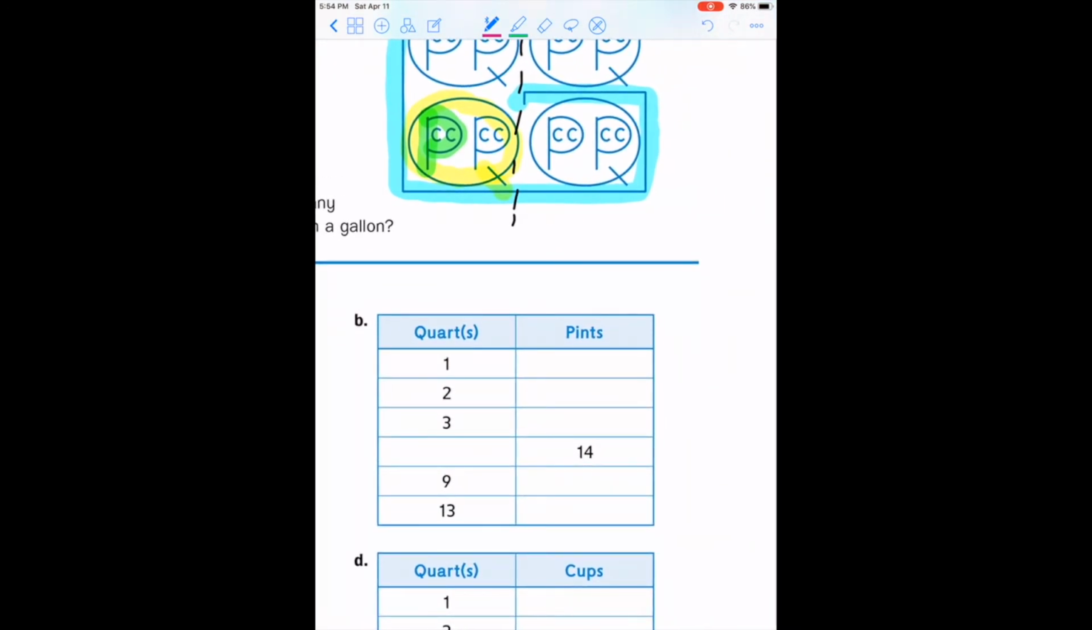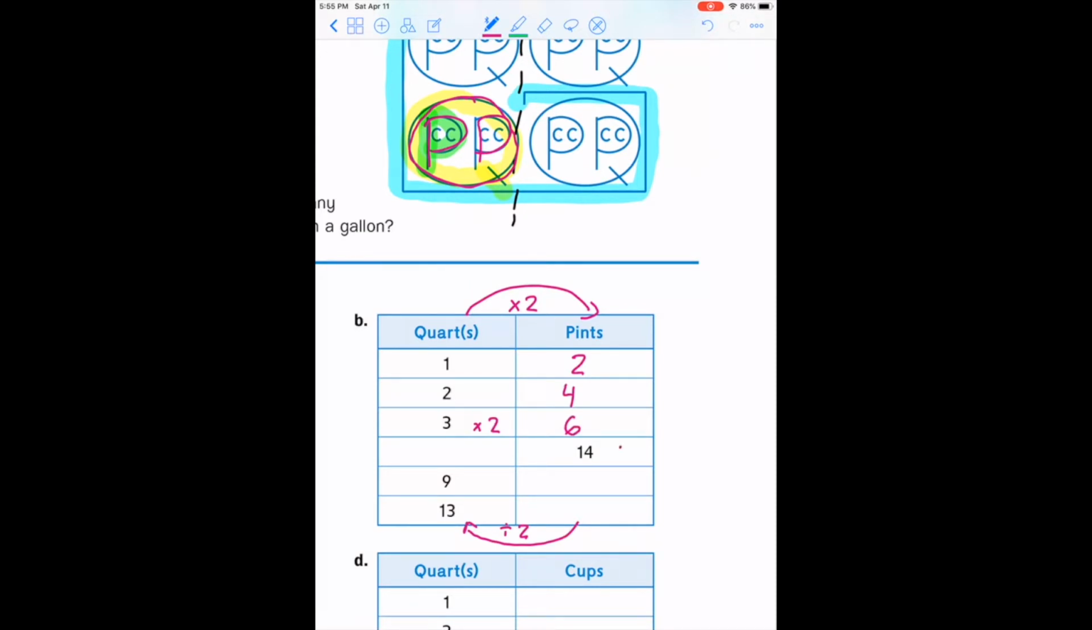B is quarts to pints. And as we can see, for every 1 quart, there's 2 pints. So again, we're going to be multiplying by 2. If we're going from pints to quarts, the opposite, we're going to be dividing by 2. Okay, so 2 times 2 is 4, so 2 quarts is 4 pints. 3 quarts times 2 is equal to 6 pints.